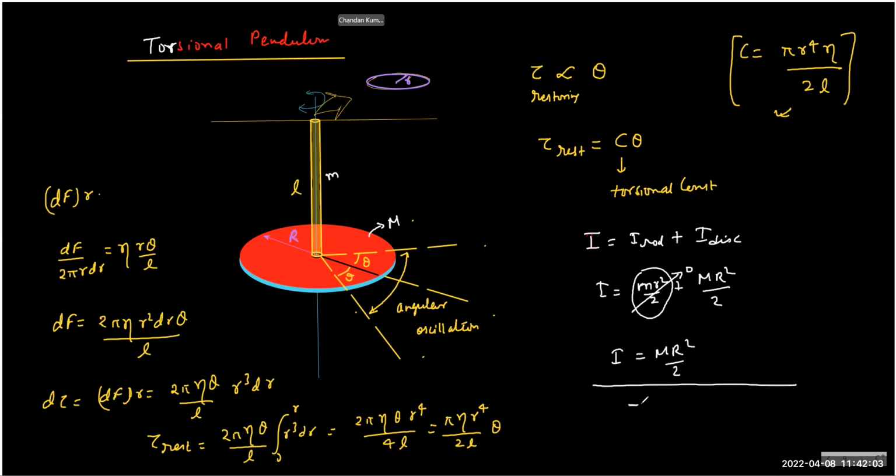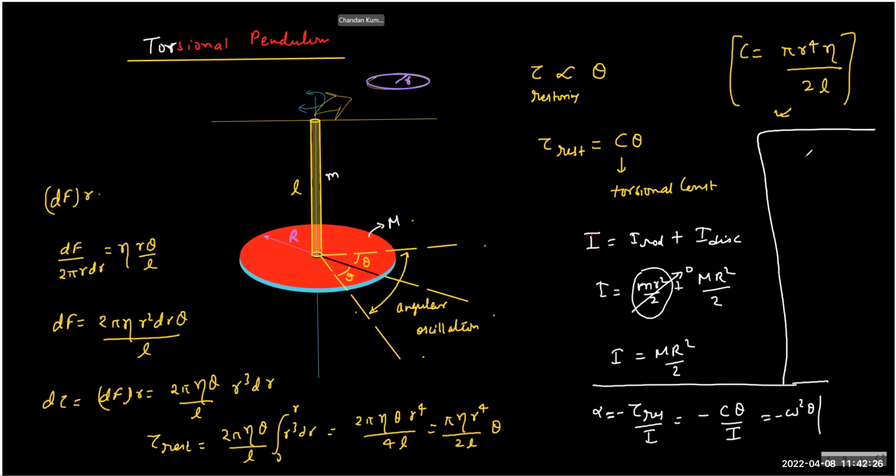What we can solve is that alpha is minus tau restoring upon the moment of inertia of the system about the vertical axis. So the answer is minus c theta by I about the vertical axis, and we can compare with minus omega square theta. So omega square is c by I, and so the time period is 2 pi under root I by c. This is the very famous answer. One should be aware of this. Okay.